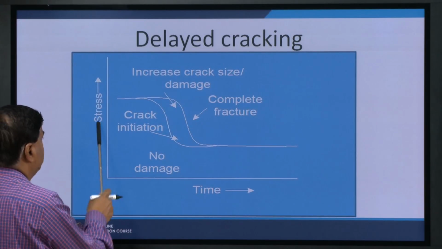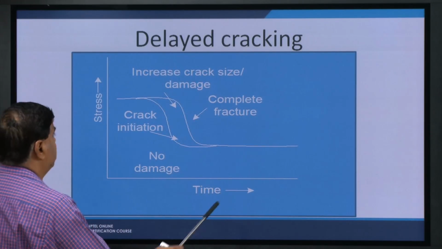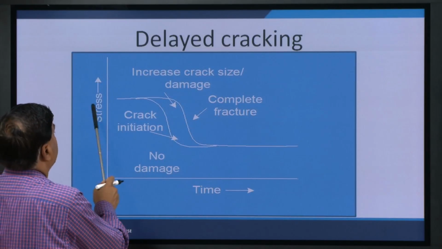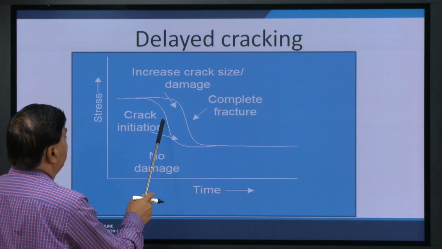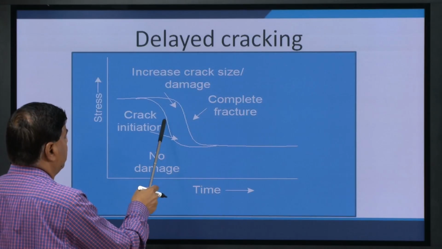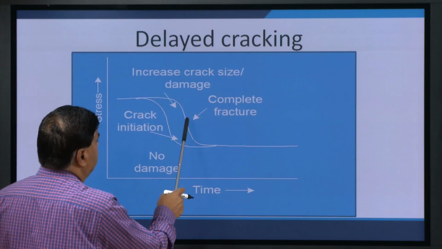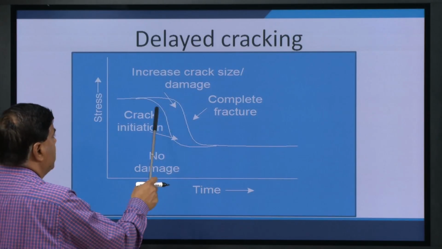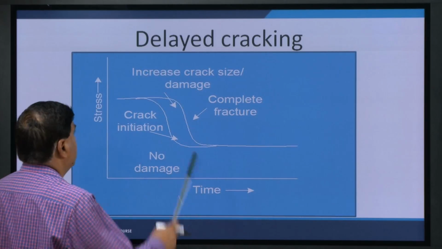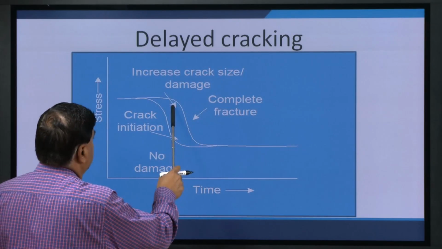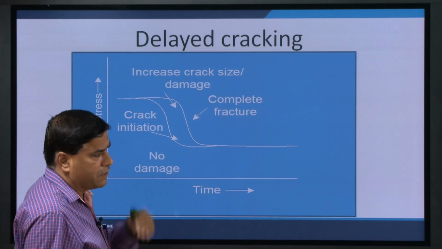So as a function of the stresses, that may be tensile residual stresses or external stresses, as a function of time, if the stresses are high, then for a given value of the stress, cracking will initiate at this point of time, and then the crack will grow, and then catastrophic or complete fracture will take place after this much time. So this band basically shows the time it takes for the growth of the crack until fracture. The increase in crack size or the damage is represented by this region, of course in the presence of the hydrogen.